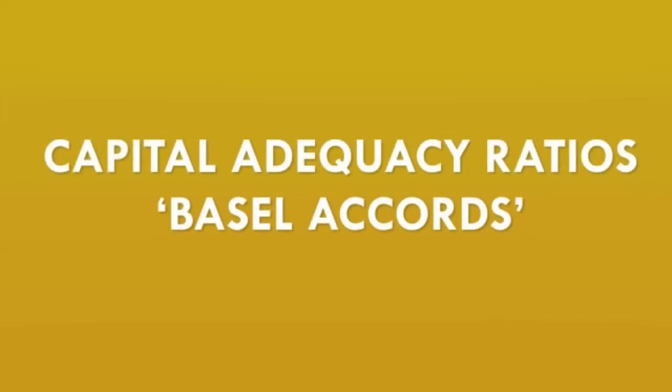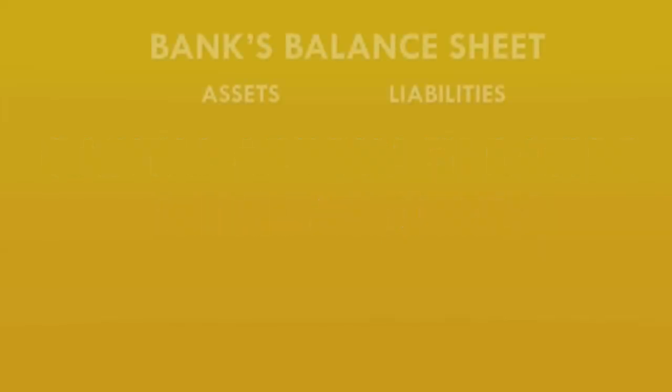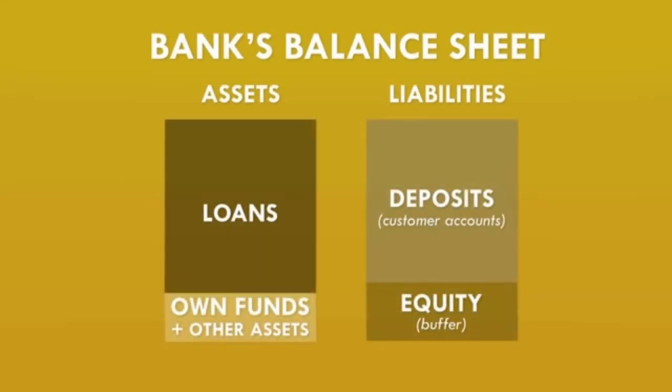So to try and prevent this from happening, there is something called the Basel Accords, or capital adequacy ratios. Capital adequacy ratios basically require the banks to keep a buffer that's big enough to absorb losses by the banks. The bigger the buffer, the more of a bank's loans can go bad before it becomes insolvent.